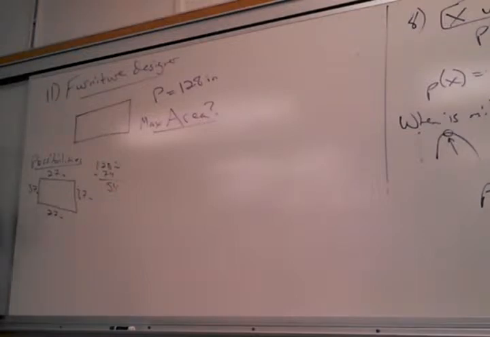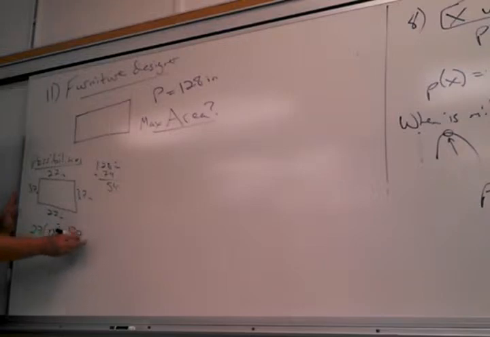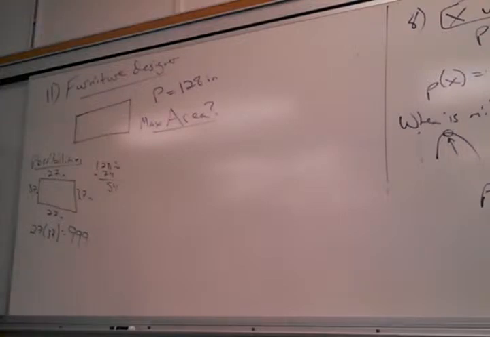What's the area of that? Good, 27. And what's 27 times 37? Somebody help me out. 999? Really? That's fine. That's possible. 7 times 7 is 49, so it ends in 9. That makes sense. 999 square inches. Is that cool?